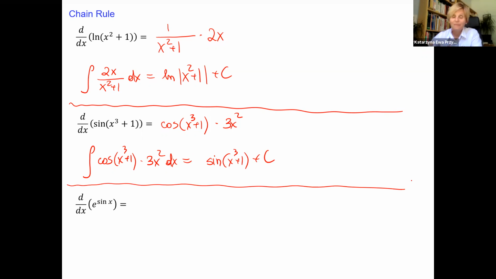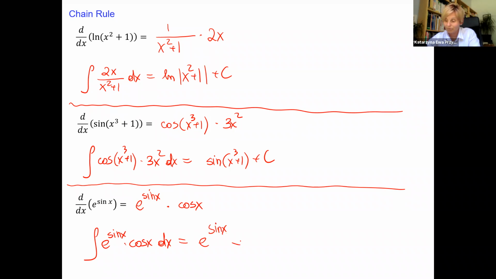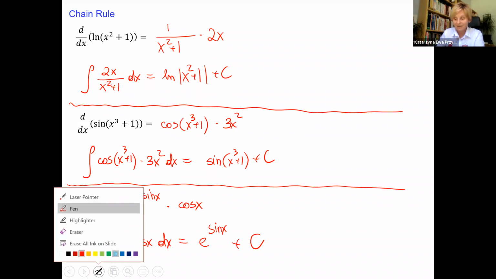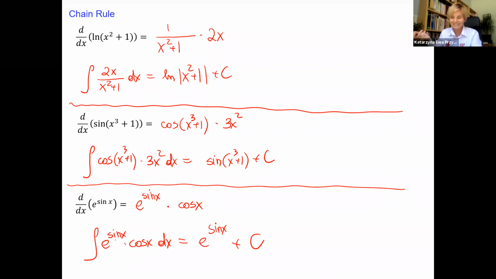And maybe one more. The derivative of e to the power of sine of x is e to the power of sine of x, by the exponential rule, the same function, times the derivative of the exponent, and the derivative of sine of x is cosine of x. Now I can take this function, e to the power of sine of x times cosine of x, and the antiderivative for this, the original function that we were differentiating, is just e to the power of sine of x. And for now, let's add the constant c. We can nicely see that we do have the answers.